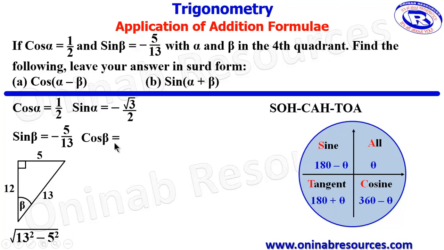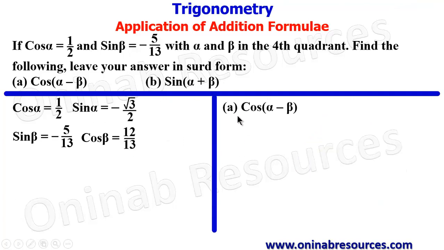We can then go ahead to find cos beta. Cos beta is adjacent over hypotenuse. Adjacent is 12 and hypotenuse is 13. So we have cos beta to be 12 over 13. These are the necessary information we need to continue to solve the problem. So we then go ahead to solve the problems, starting with A.